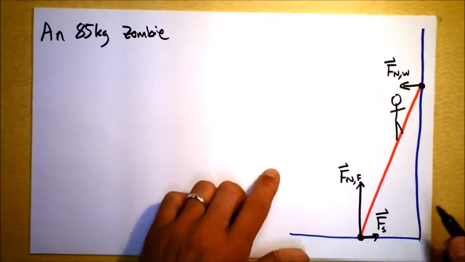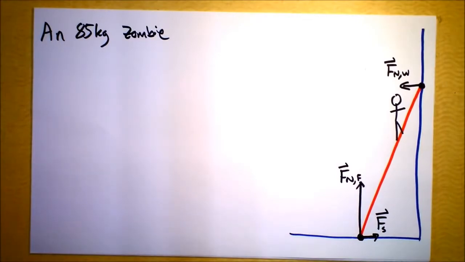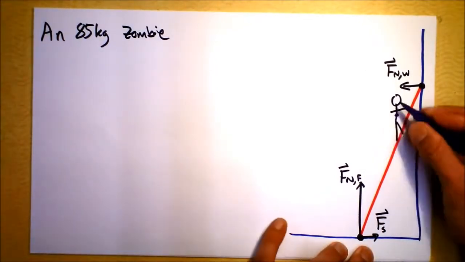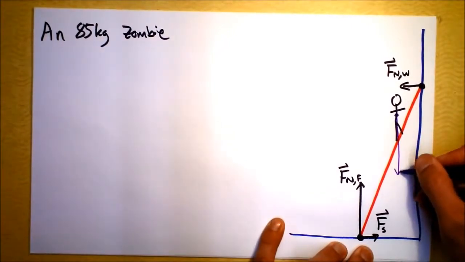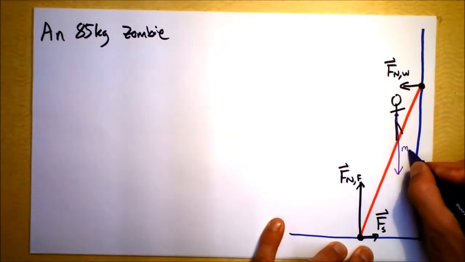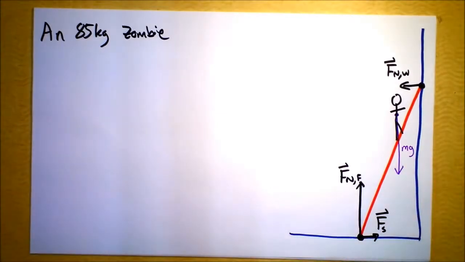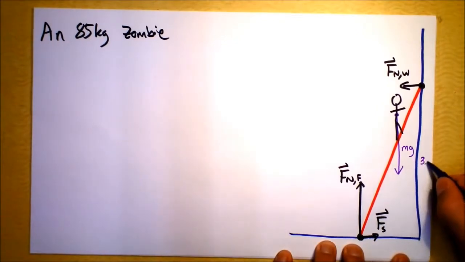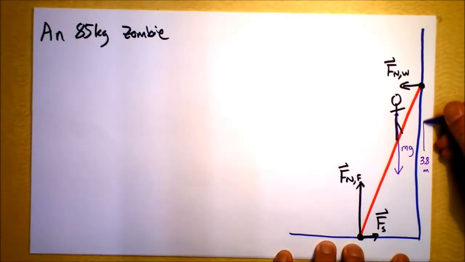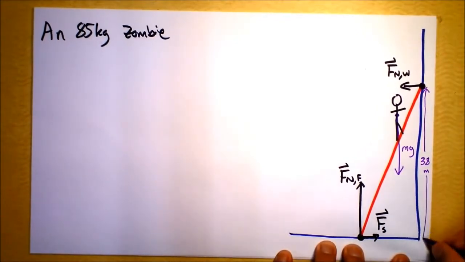There's one more force in the system, and that's the weight of the zombie itself. We'll draw that purple. So we've got M of the zombie times little g, but because we've only got one mass in the problem, we don't have to be any more careful than that. The other thing that we're told is that the ladder hits the wall at 3.8 meters up. That's 3.8 meters above the ground.